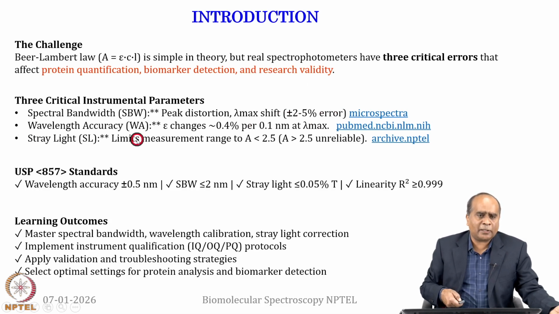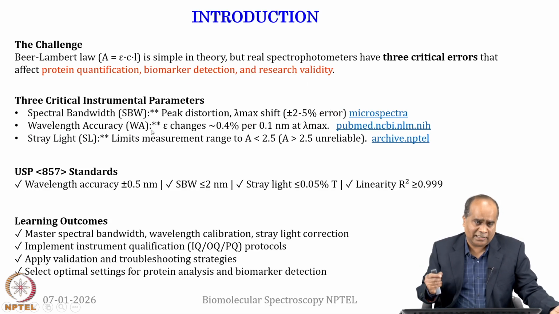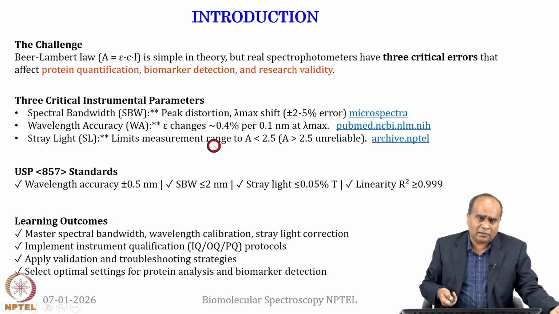Another is wavelength accuracy. If your wavelengths are not correct and calibrated, your absorptivity E will change, and that can lead to about 0.04% error per 0.1 nanometer at lambda max. The third thing is how well your instrument is built, whether stray light is coming or not. If stray light is coming, it can make the measurement unreliable and change the absorption by about 2.5%.